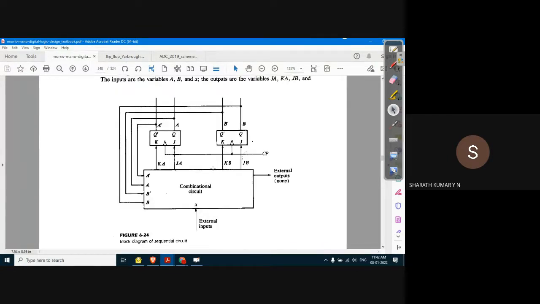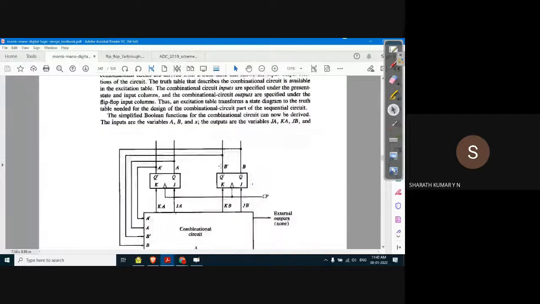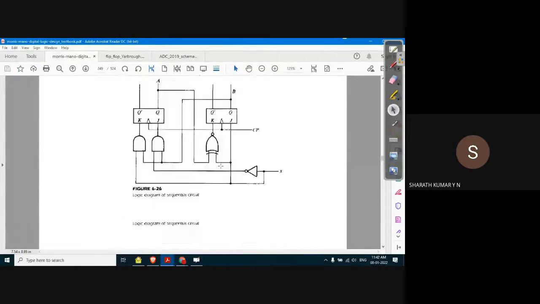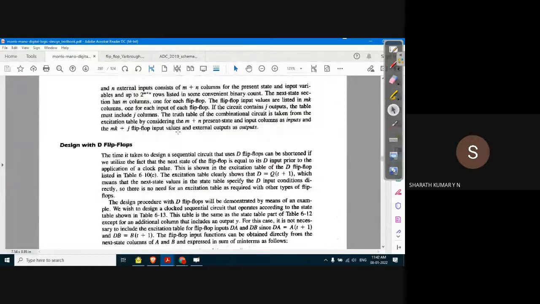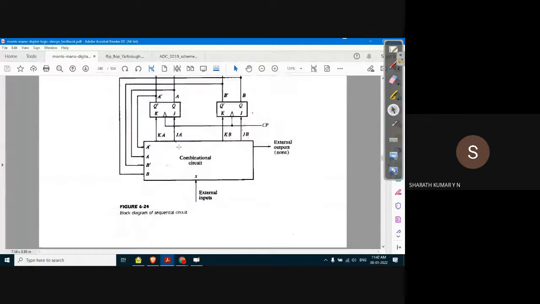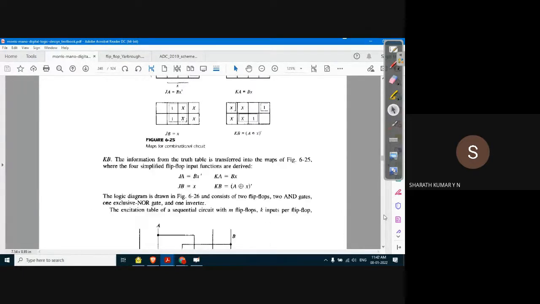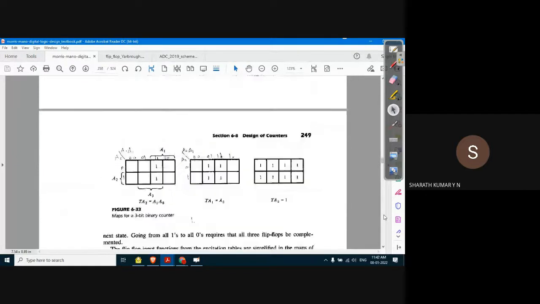Okay, block diagram of a sequential circuit. How does the sequential circuit work? They have given the diagram. What is the page number? It's just give me a 239. Okay, here we go. That should be good enough to understand.